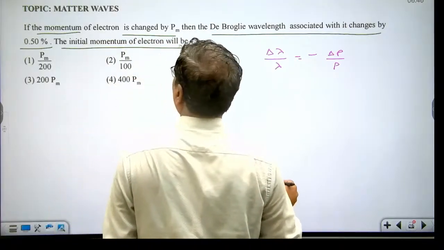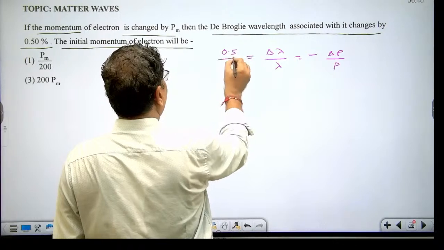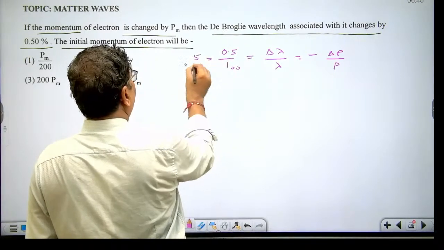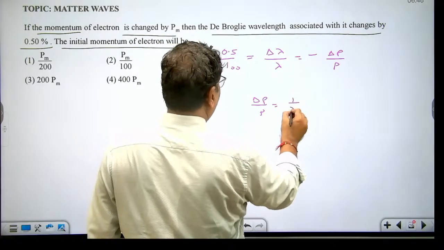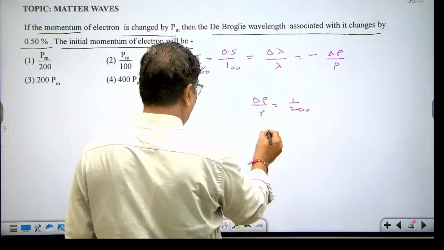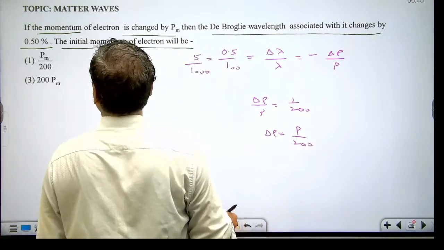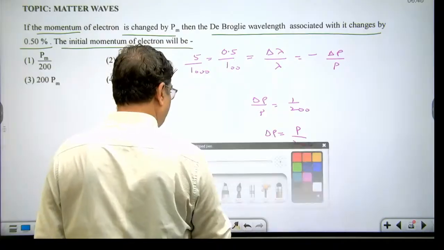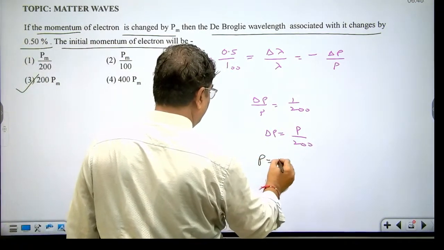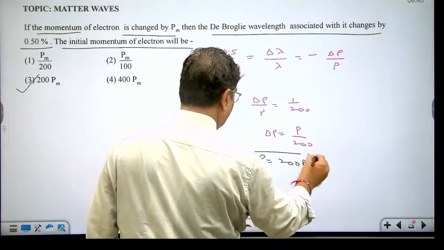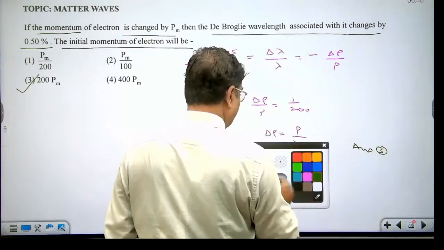The de Broglie wavelength is changing by 0.5%. This is 5 upon 1000, which is 1 upon 200. So delta p will be equal to p upon 200. So the initial momentum will be 200 delta p, and delta p is given as pm. So out of 4 choices, option 3 is the correct answer.